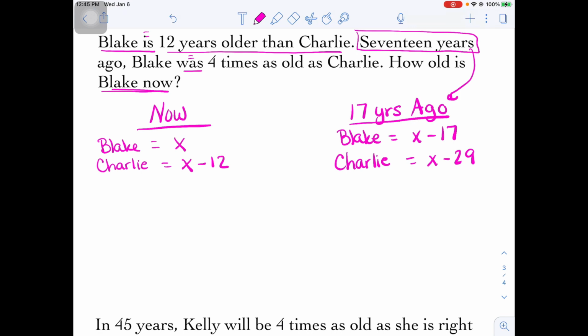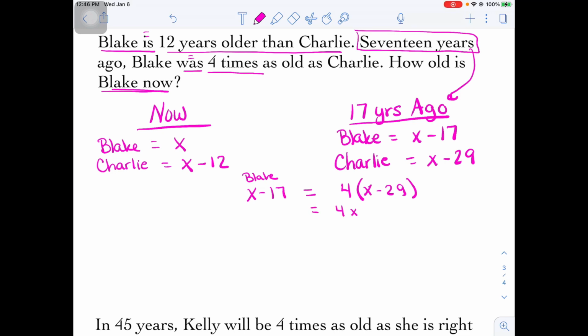So 17 years ago, Blake was X minus 17. This is our Blake 17 years ago, compared to Charlie, X minus 29. But we want Charlie to be 4 times as old. So we want Blake to be equal to when Charlie's age is 4 times that. So that's our equation. Now we would solve.